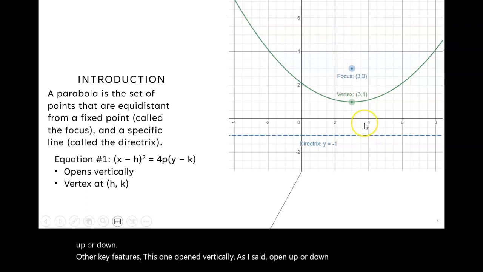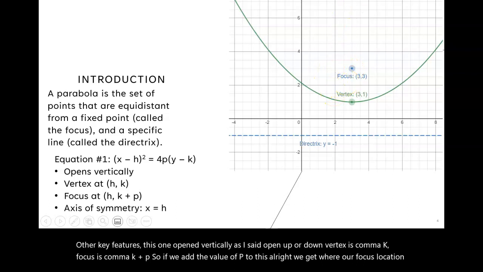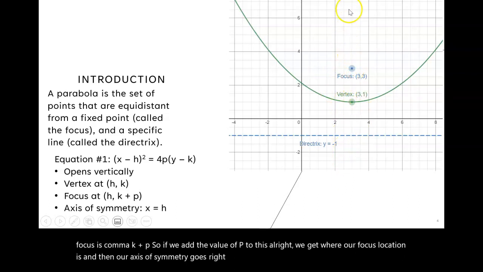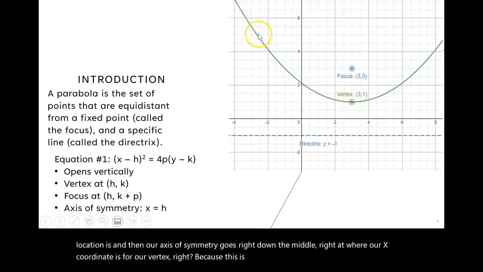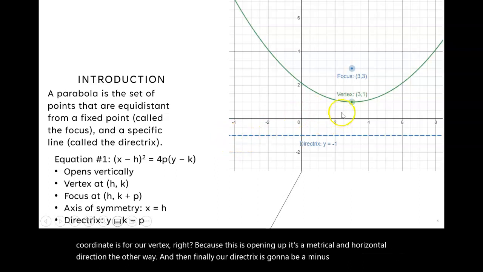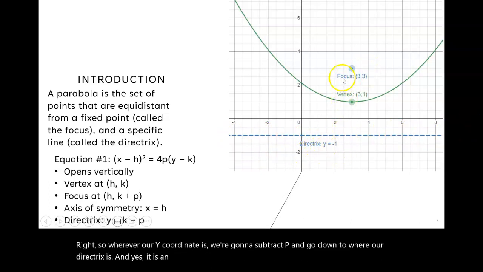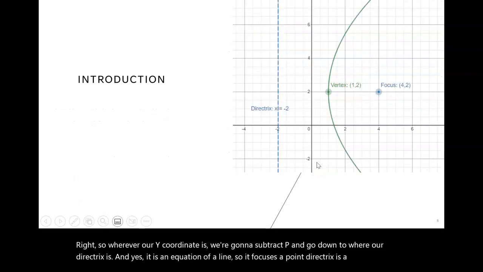Vertex is at h comma k. Focus is at h comma k plus p. So if we add the value of p to this, we get where our focus location is. And then our axis of symmetry goes right down the middle, right at where our x coordinate is for our vertex, because this is opening up, it's symmetrical in a horizontal direction the other way. And then finally, our directrix is going to be k minus p. So wherever our y coordinate is, we're going to subtract p and go down to where our directrix is. And yes, it is an equation of a line. So a focus is a point, directrix is a line.